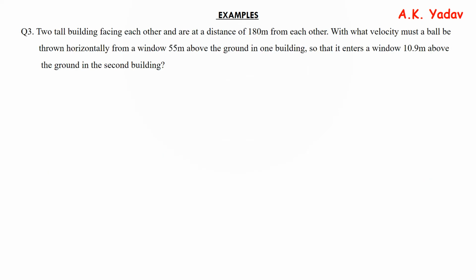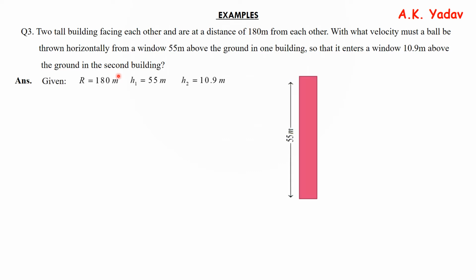Question number 3. Two tall buildings are facing each other at a distance of 180 meters from each other. With what velocity must a ball be thrown horizontally from a window 55 meters above the ground in one building so that it enters a window 10.9 meters above the ground in the second building? So we are given R is 180, H1 is 55, H2 is 10.9. So H1 55, H2 10.9, separated by 180.